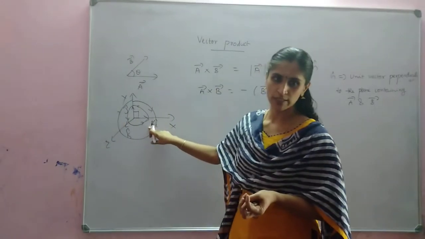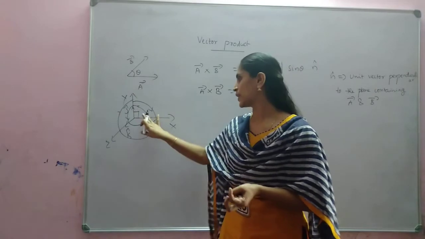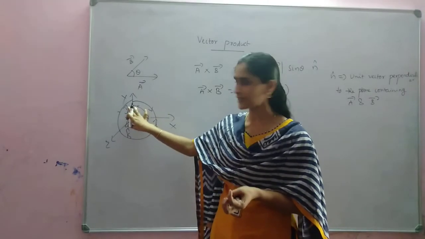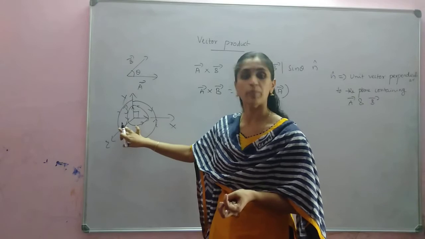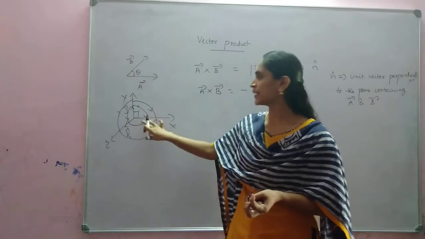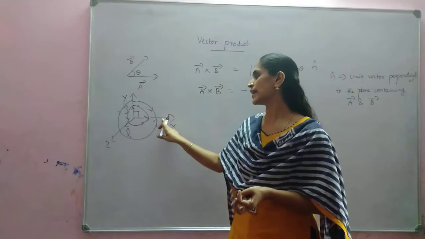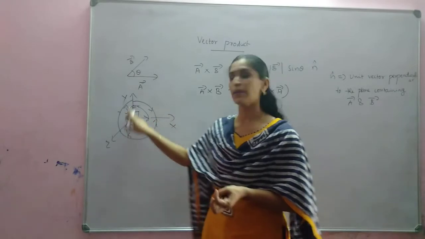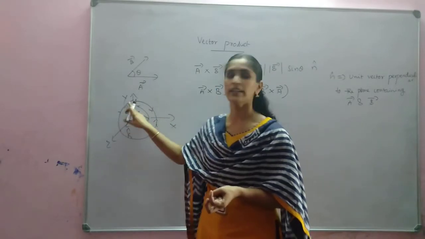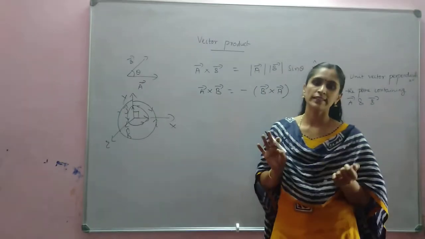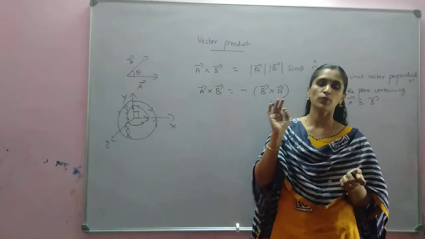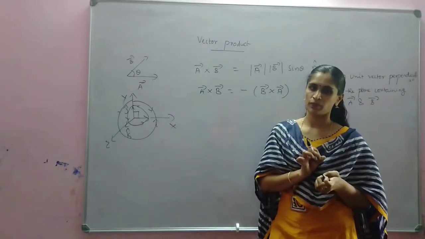Anti-clockwise direction positive, clockwise direction negative. I cross J is plus K, J cross K is plus I, K cross I is plus J. Again in the opposite direction, J cross I is minus K, I cross K is minus J, and K cross J is minus I. Is it clear? If you remember this, you can solve any problem based on this.